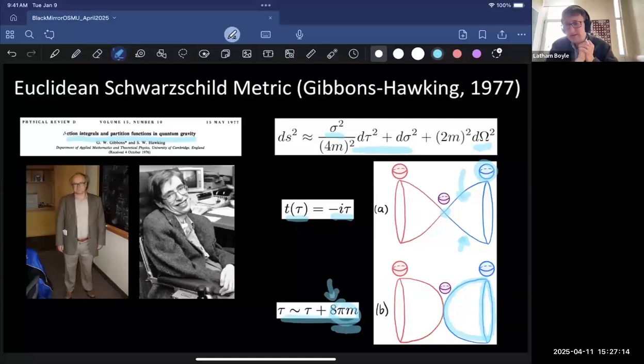Okay, but again, there's something funny about that, which is that we Wick rotated our space-time, and then we ended up with this blue bowl, which seems like a complete space-time on its own, but it seems to only describe the exterior of the black hole.